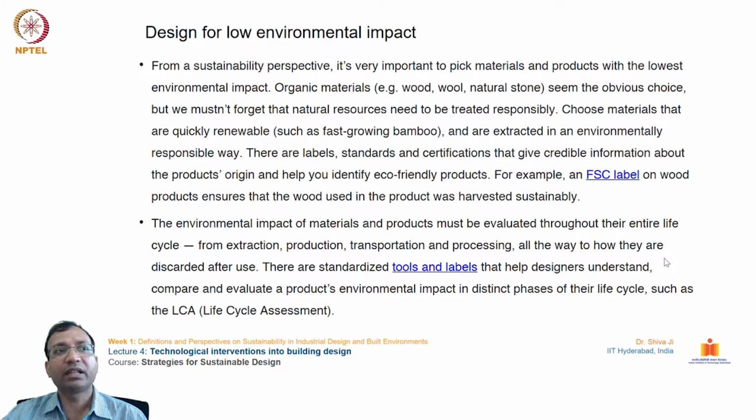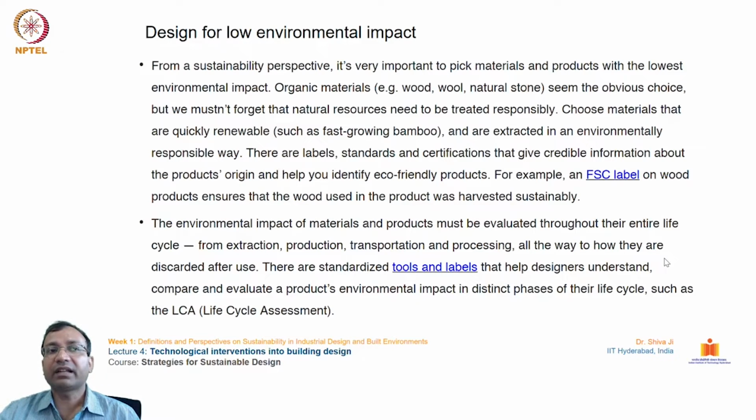If you see from a sustainability perspective, it is very important to pick materials and products with the lowest environmental impact. Organic materials such as wood, wool, natural stone seem like an obvious choice for our selection. But we must not forget that natural resources need to be treated responsibly. Choose materials that are quickly renewable, such as fast growing bamboo. That material can be regrown at a much faster pace, and these are materials which are extracted in an environmentally responsible way.